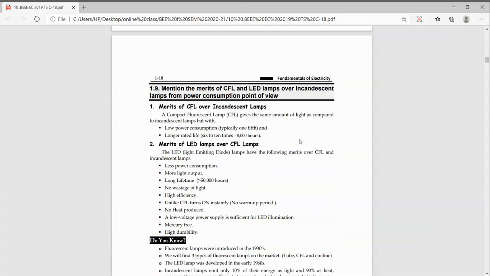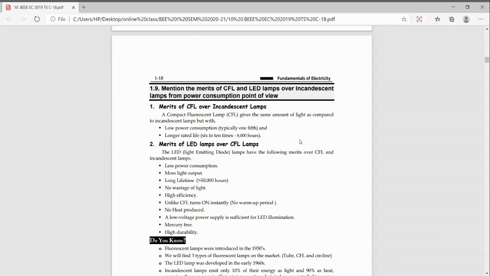And yes, now what are the merits of CFL and LED lamps over an incandescent lamp? See, an incandescent lamp is a yellow bulb. LED lamps and CFL lamps are like white color bulbs. You could have already seen the CFL and LED lamps. A CFL lamp is a tube light, but CFL is a compact fluorescent lamp. We will generally call it a tube light.